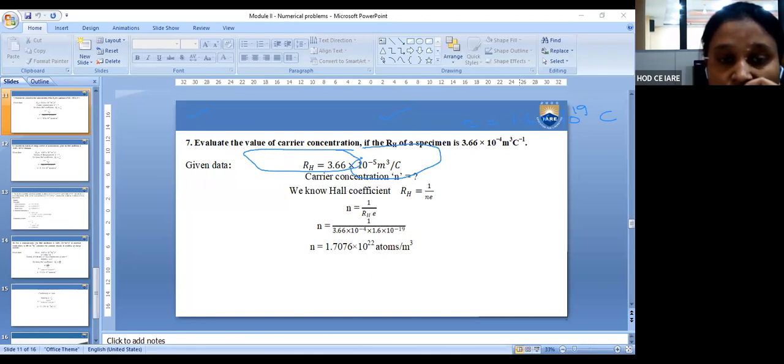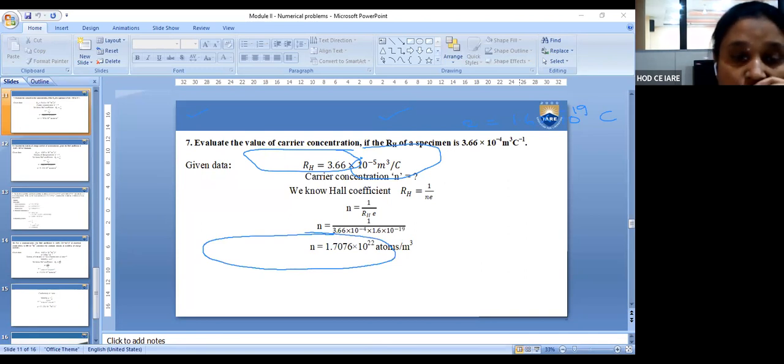So we are making use of this formula, but we need to find N. From this formula, N is 1 by RH into E. The value of RH given is 3.66 into 10 to the power of minus 4, and the charge is 1.6 into 10 to the power of minus 19. If we simplify, the carrier concentration is 1.7 into 10 to the power of 22 atoms per meter cube, or charge carriers per meter cube.